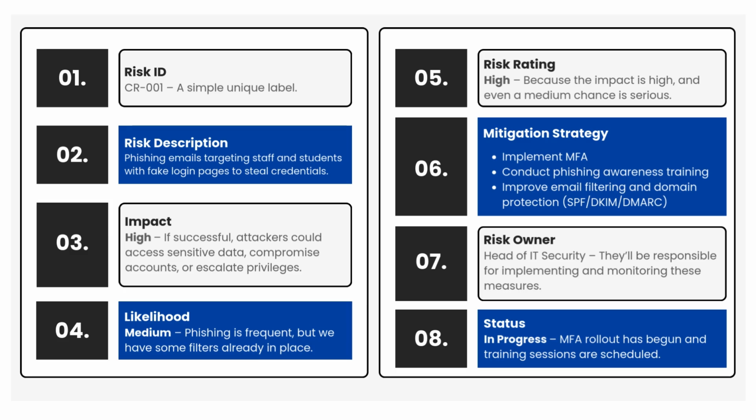Likelihood, medium. Phishing is frequent, but we have some filters already in place. Risk rating, high, because the impact is high, and even a medium chance is serious. Mitigation strategy. Implement multi-factor authentication, MFA. Conduct phishing awareness training. Improve email filtering and domain protection, SPF, DKIM, DMARC. Risk owner, head of IT security. They'll be responsible for implementing and monitoring these measures. Status, in progress. MFA rollout has begun and training sessions are scheduled.